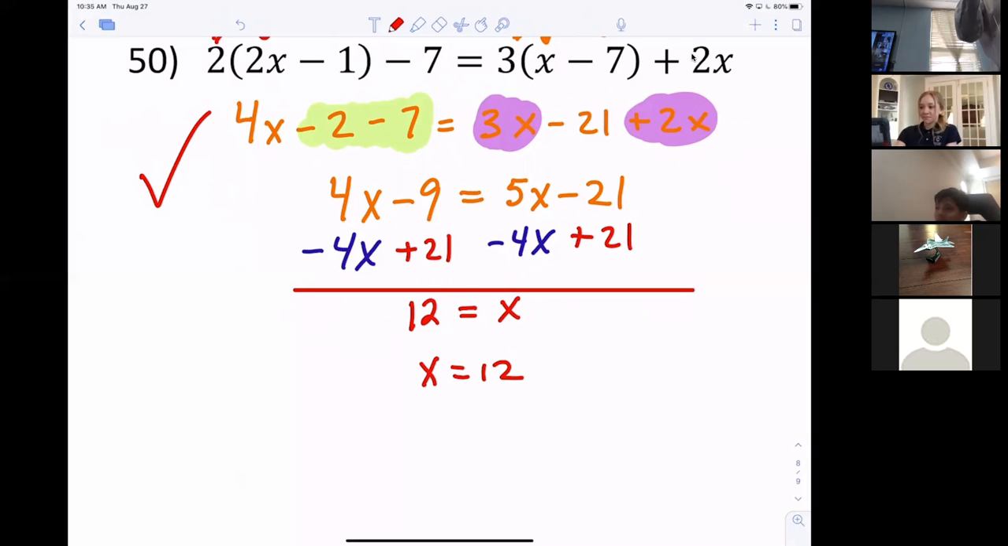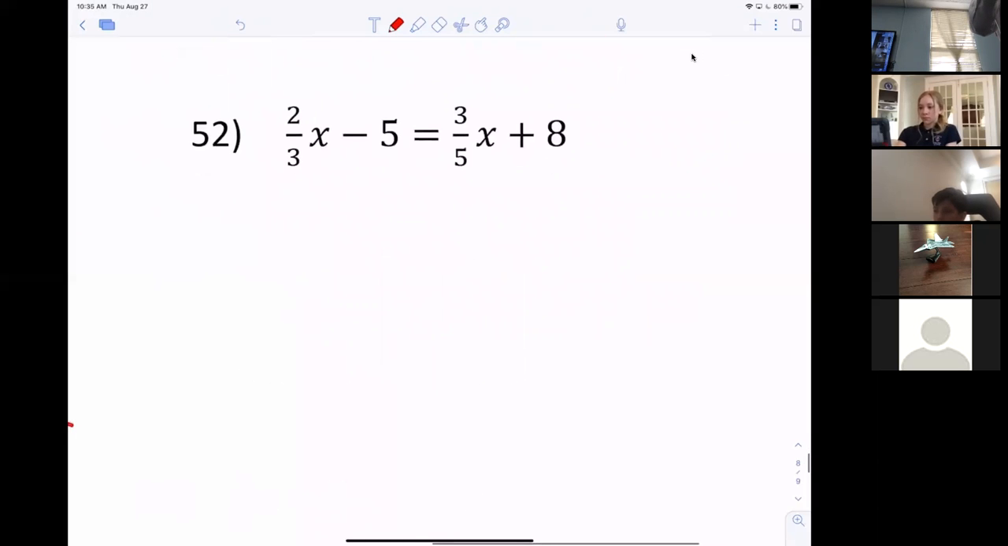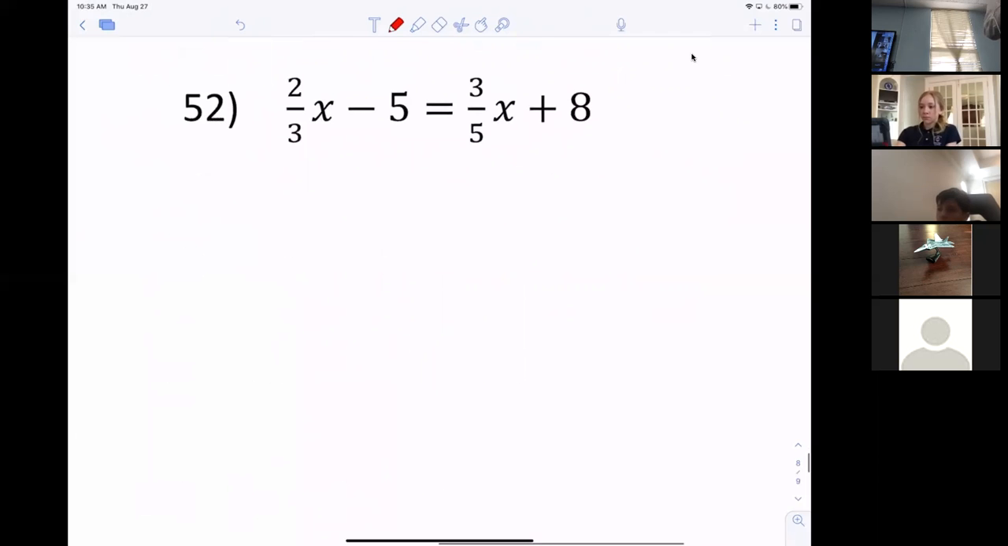Awesome. All right, here we go. All right, I'll give you 30 seconds on this fraction now. Come on. All right, one more fraction and then we're done. Let's go, see if you can do it all by yourself. All right, don't forget your common denominator, moving things.